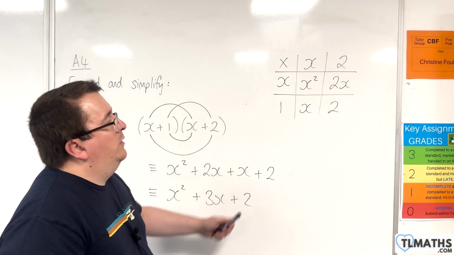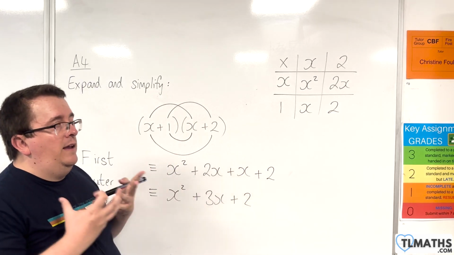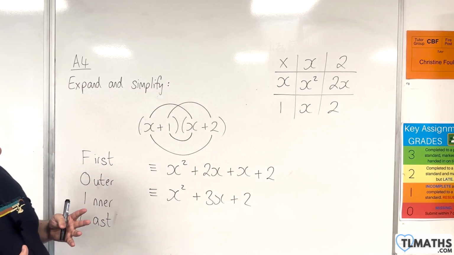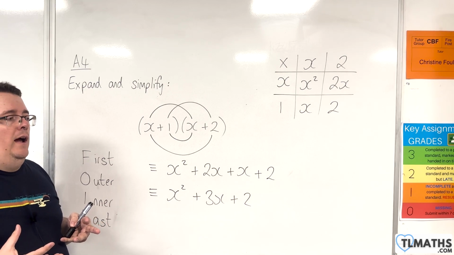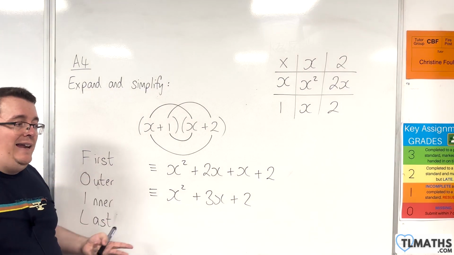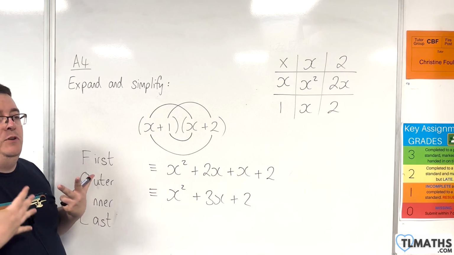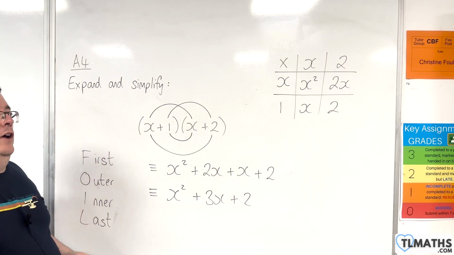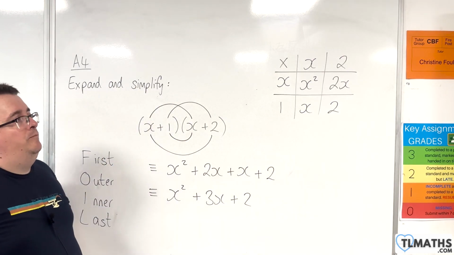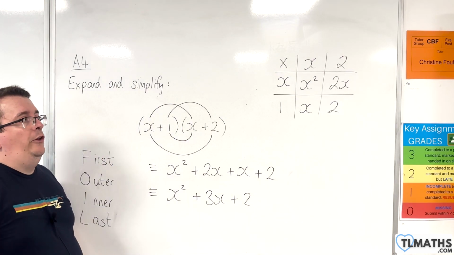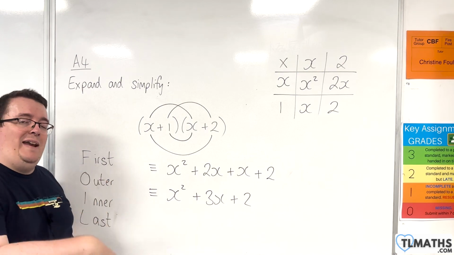This is going to be useful when you get to, if you go on to A-level mathematics, something called polynomial division. You can use a grid method like that to do polynomial division. So it's quite useful to start embedding that now.